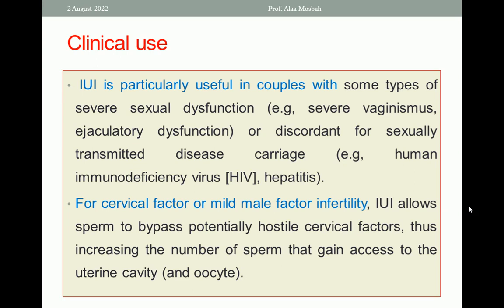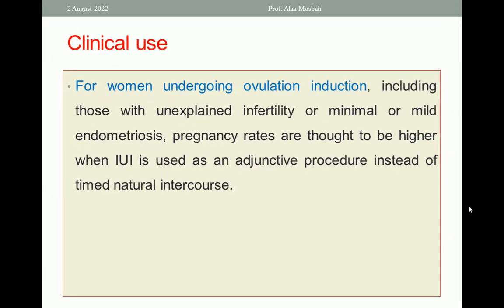What else? For women undergoing ovulation induction, including those with unexplained infertility or minimal or mild endometriosis, pregnancy rates are thought to be higher when IUI is used with ovarian stimulation instead of timed natural intercourse. So in cases of unexplained infertility or minimal endometriosis, IUI with ovarian stimulation is suspected to give a better pregnancy rate than timed natural intercourse.